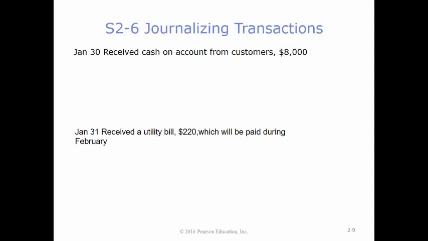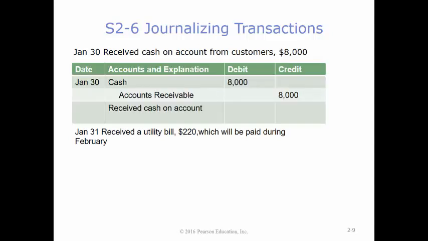So cash is an asset, so we would have a debit to cash, and then we see the words "on account." So what this means is that we have had customers that have come in and paid us for amounts that they owed us. So we know when customers owe us, it's accounts receivable. Accounts receivable is also an asset, but since we're decreasing it, it would be a credit. So to record this transaction, we're going to debit cash for $8,000 and we're going to credit accounts receivable for $8,000.